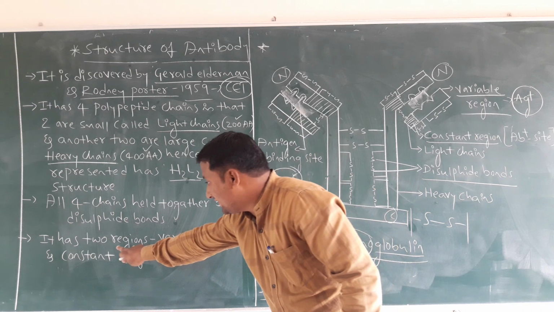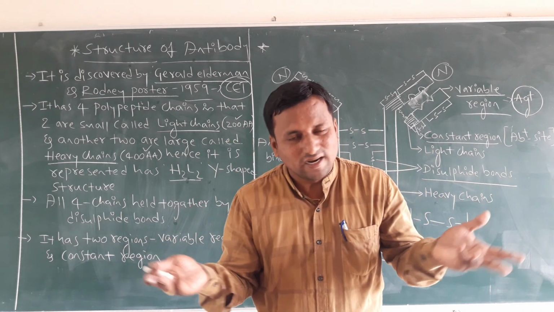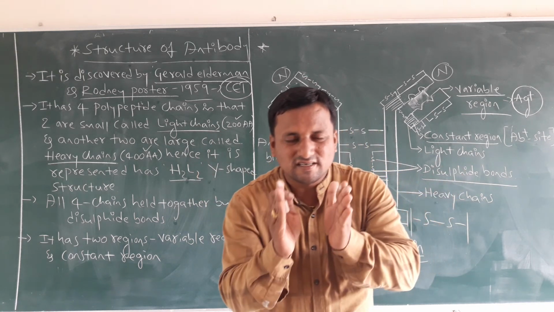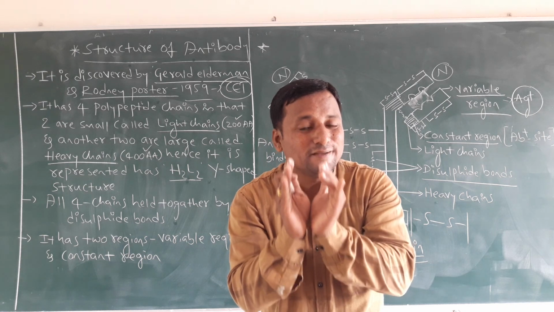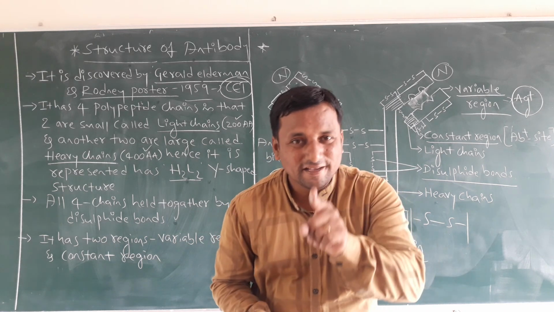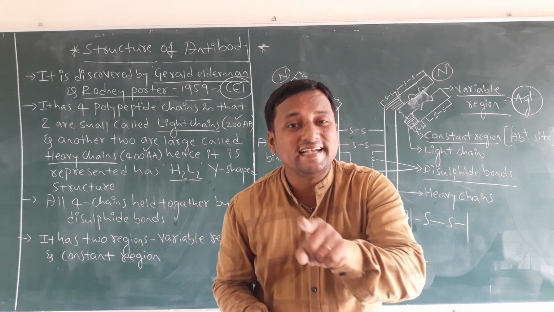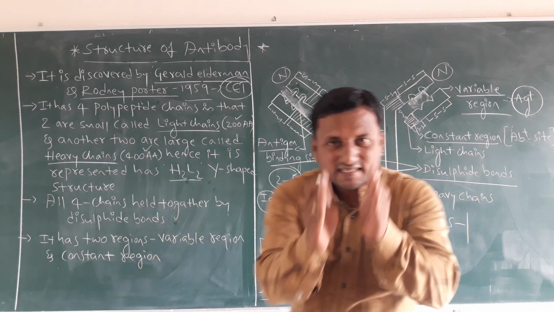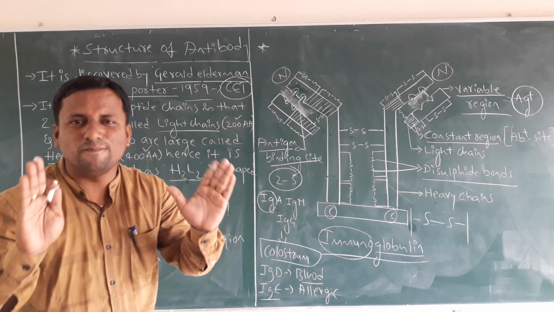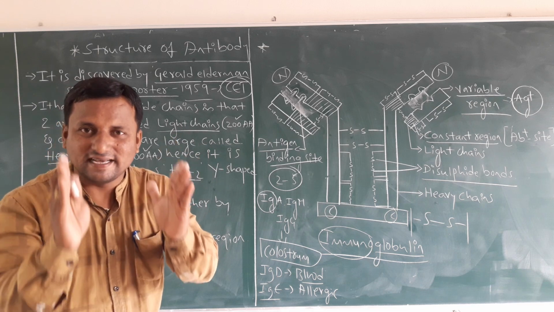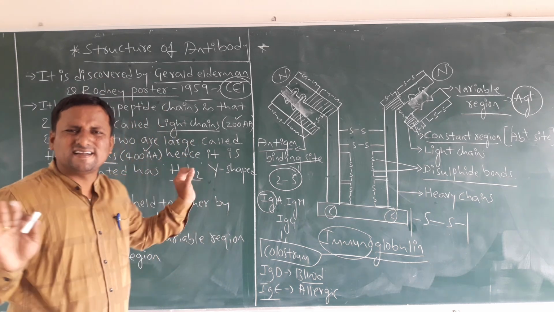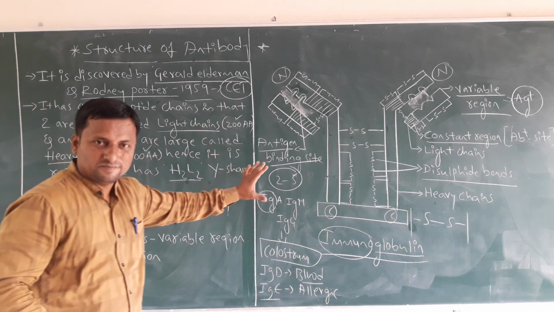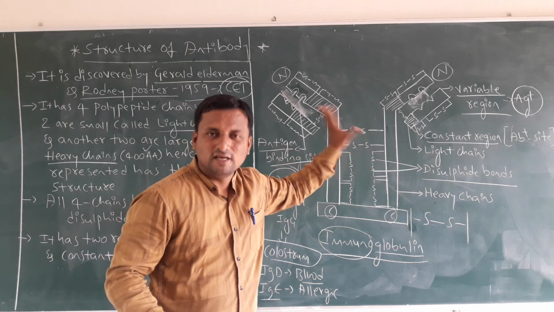And it has two regions, which I told you about. One is the constant region and the other is the variable region. The constant region is the site of the antibody class types. The variable region is the antigen binding site. So this is the explanation. It's very simple. If you know the idea of the diagram and labels, then you can easily write it sentence-wise. So this is the complete concept about the structure of antibody molecules.